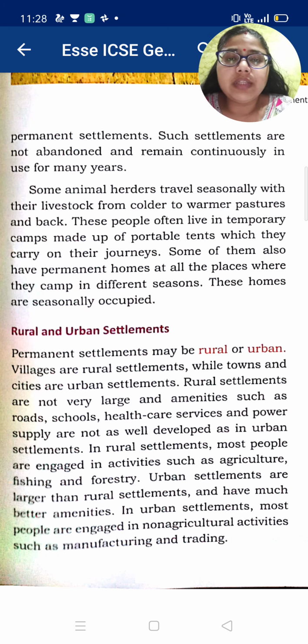Now, these people often live in temporary camps made up of portable tents which they carry on their journeys. Some of them also have permanent homes at all the places where they camp in different seasons. These homes are seasonally occupied.